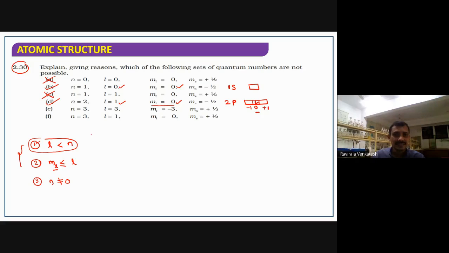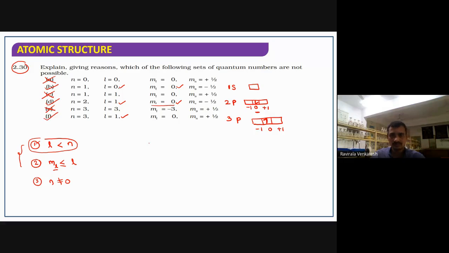Next, we will take E. n equal to 3, l equal to 3. Possible? No, sir. This is also not possible. F, n equal to 3, l is equal to 1, definitely possible. Again same, ml equal to 0, so I can write again it is 3, l is equal to 1, p orbital, 3p orbital. p contains 3 orbitals like this: minus 1, 0, plus 1. Now plus half means the electron is in the upward direction like this. Possible it is.